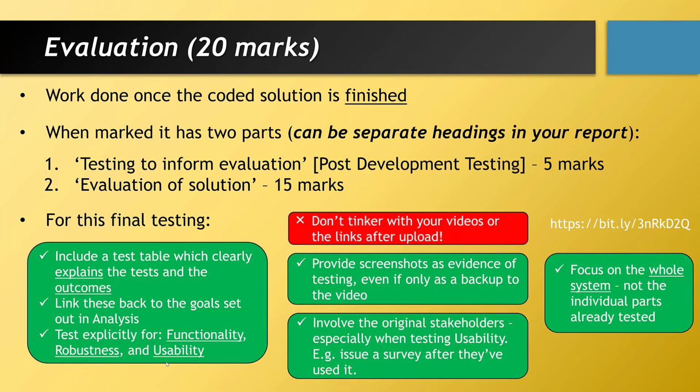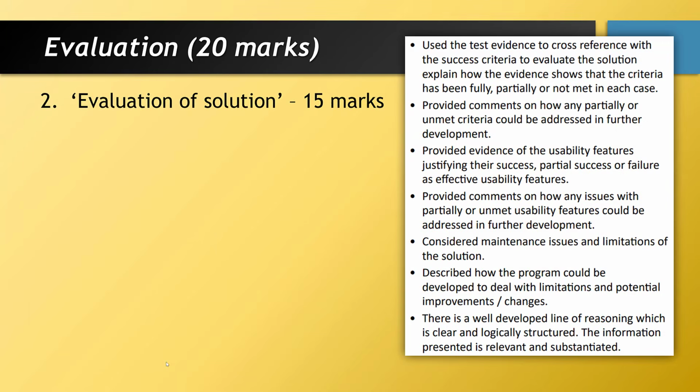Now, this is only worth technically 5 marks, but the second main part is worth 15, and a lot of these bullet points, if you read, do connect to what I've just said. So for example, you've used the test evidence to cross-reference with the success criteria to evaluate and explain how your evidence shows that it's been met. Well, you could quite easily in your test table link it to your success criteria and have a column where you've explained whether it's been met or not and how you know that.